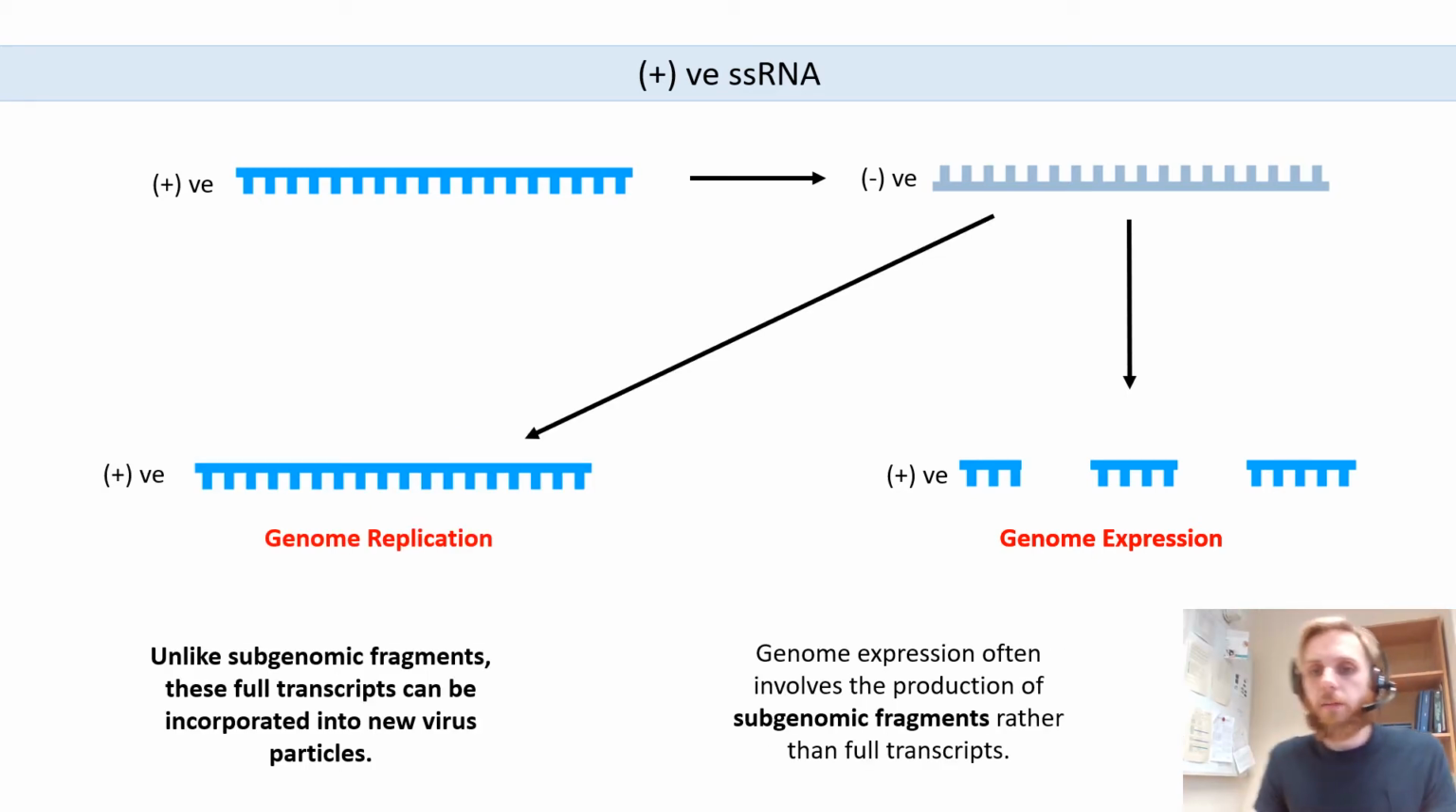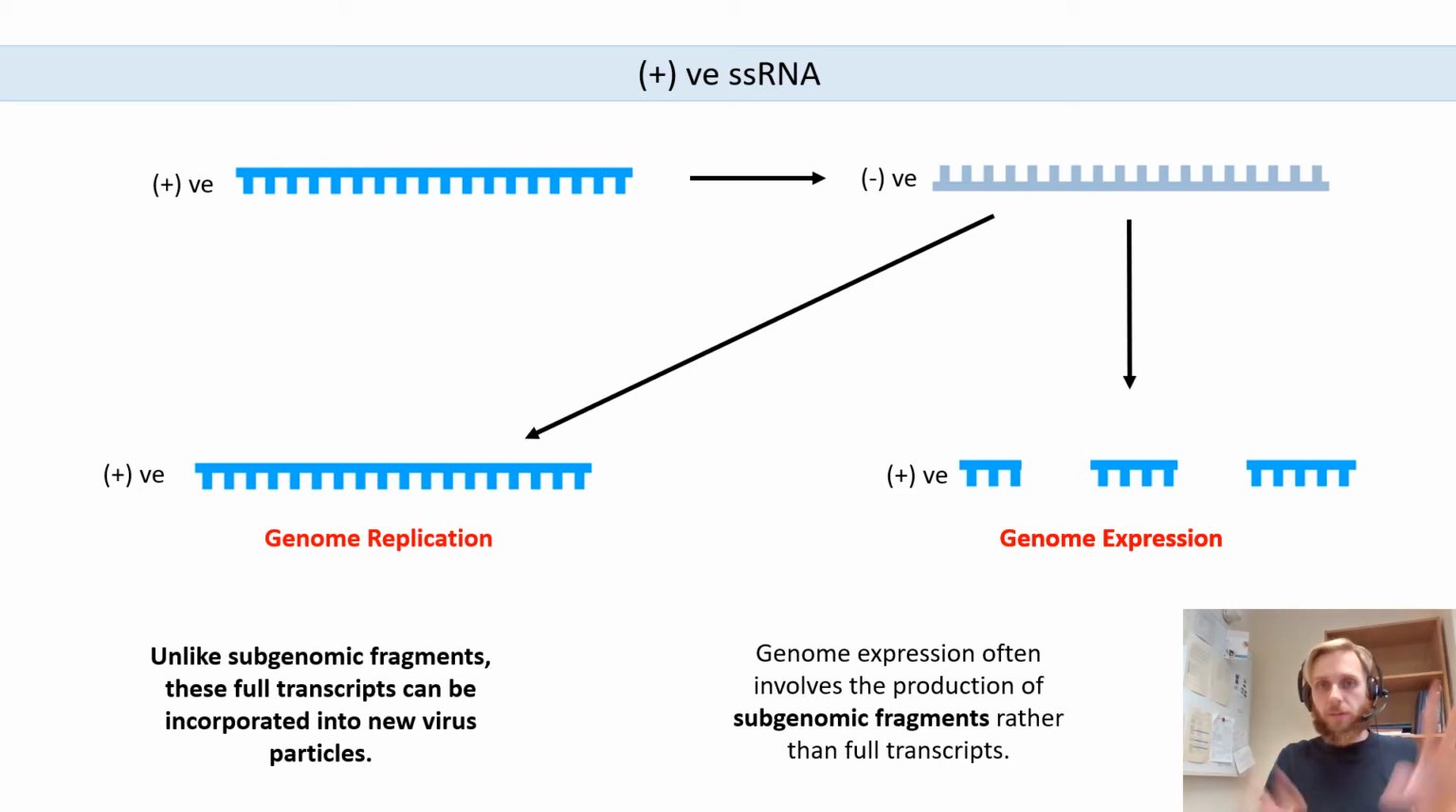This slide represents the shift that can occur between genome expression and genome replication, and the main takeaway is this idea of subgenomic fragments. So when the genome is being expressed, in previous slides we've thought of the genome in its entirety being expressed. That's not the case often. Often you have subgenomic fragments being expressed, so just portions of the genome being expressed.